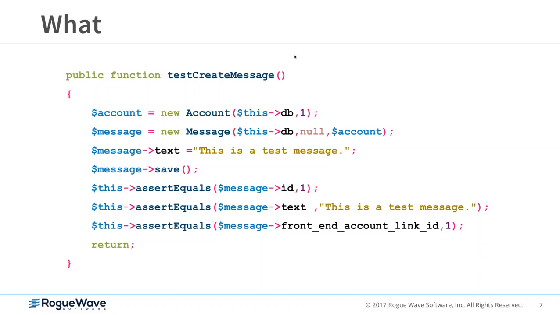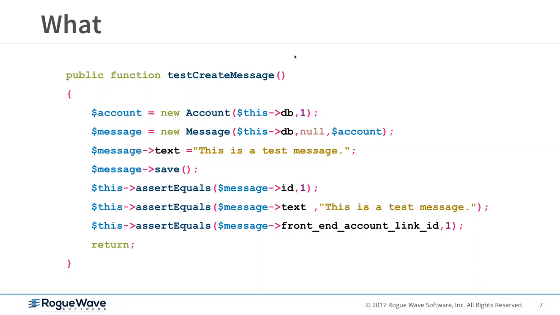Now, the first parameter I pass into all my objects is a database, and since we're not actually testing am I connected to the database and is the database operating correctly, this DB is what we call a mock. It's an object that acts like the database, it looks like the database, but it's not actually the database. And then, of course, I set the text to this is a test message, and I call save, which is really what I'm testing in this whole thing, being able to save a message.